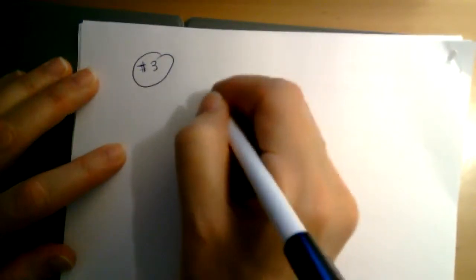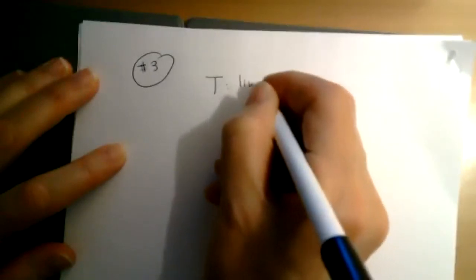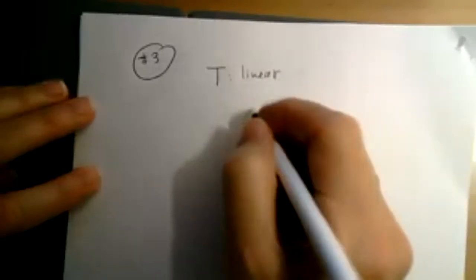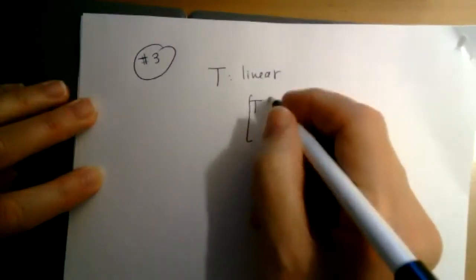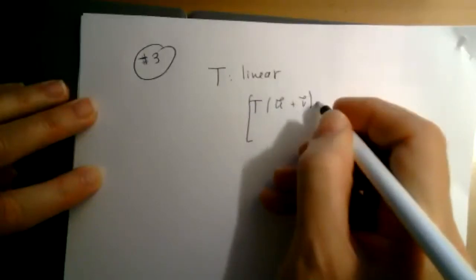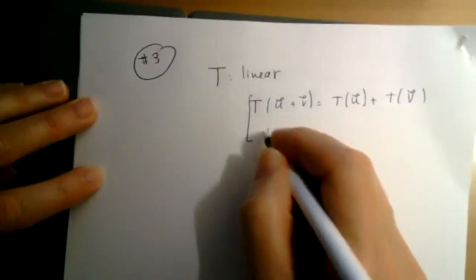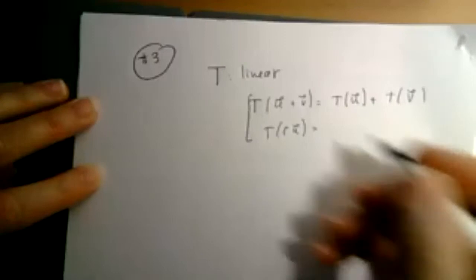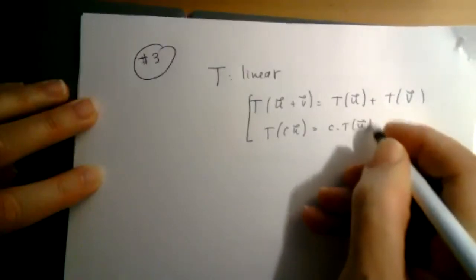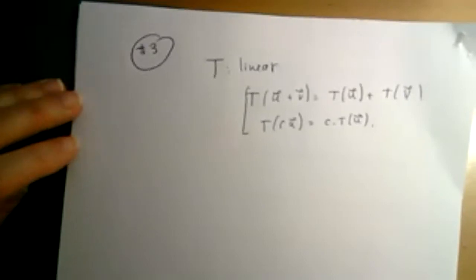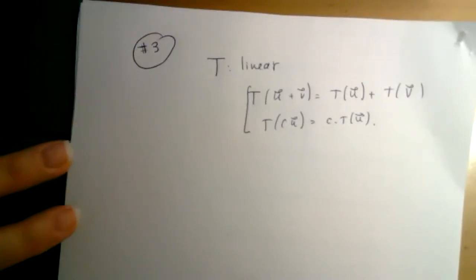T linear, let me remind you, means that T satisfies the 2 conditions of linearity. It means T of the sum U plus V is T of U plus T of V. And if you scale a vector and find its image, it's the same as finding the image and then scaling it. Now, there is a common mistake that showed up in your quiz, which is the following.